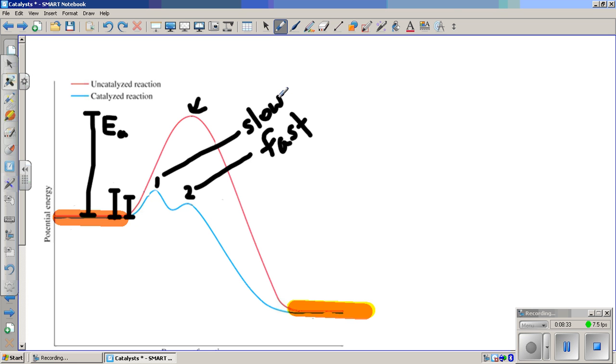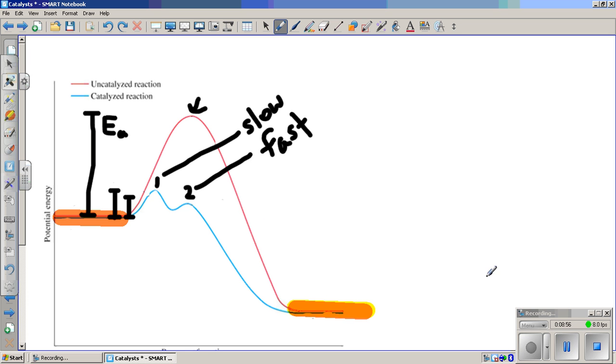Because again, the mechanisms are the steps, the humps represent how many steps you have, and the taller the hump, the slower the rate of that part of that reaction is. That's why the uncatalyzed one was super slow, because see how tall that hump is. Okay, so that's the basics of catalysts. And if you understand those basics, you should be pretty good with what you need to know.